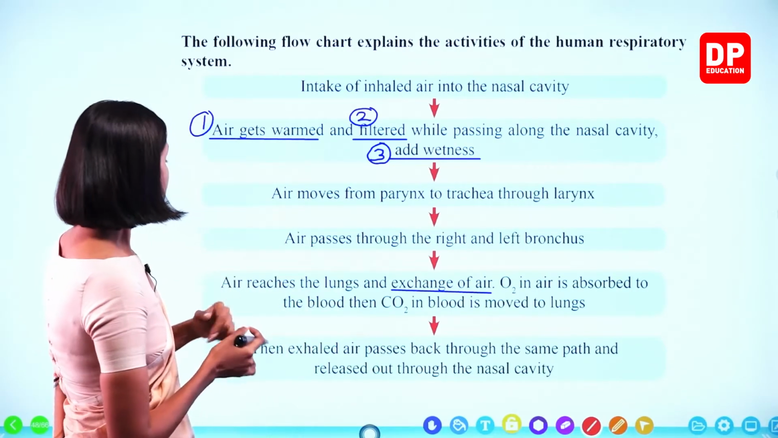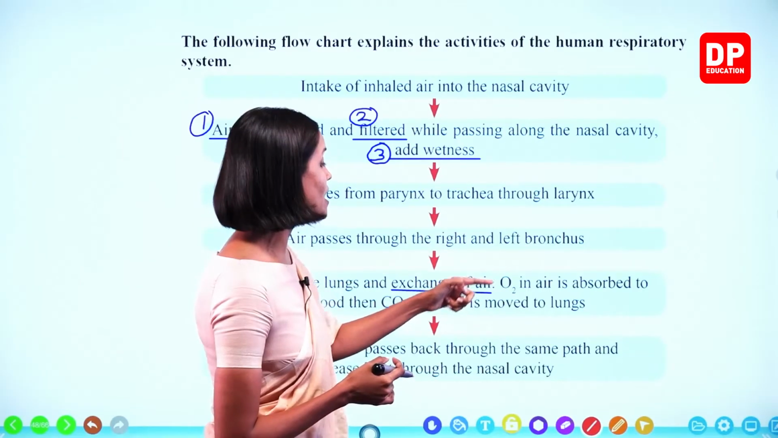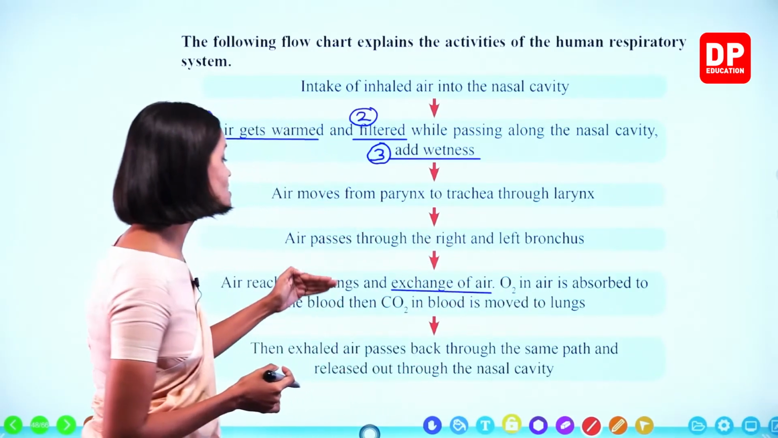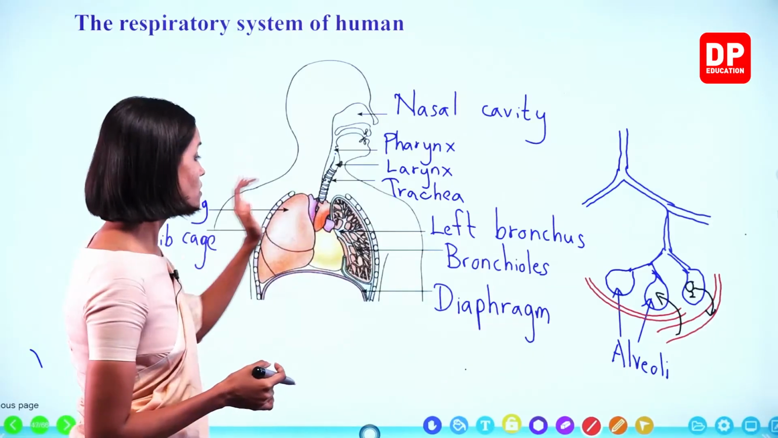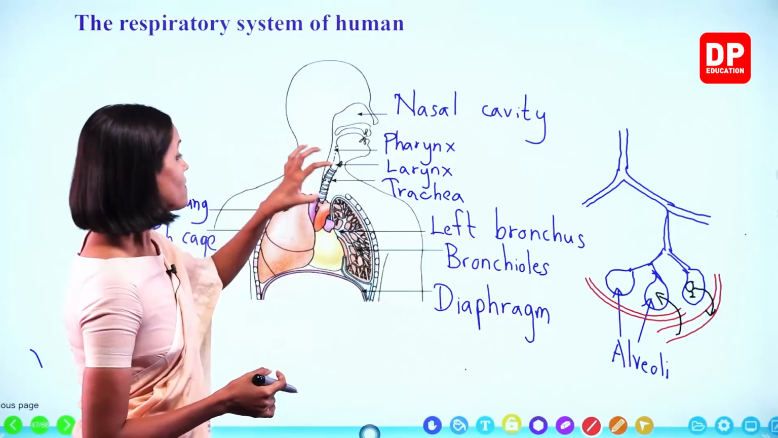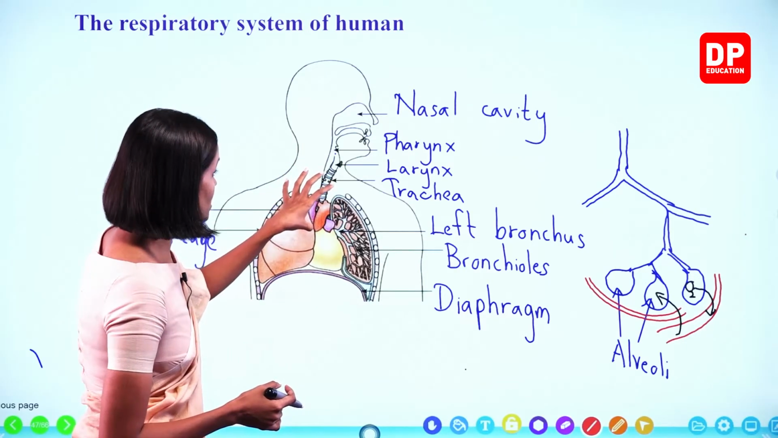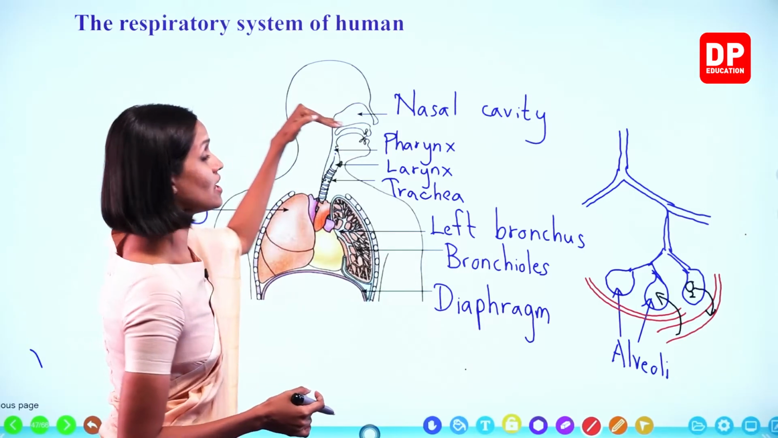Right, children? Then what happens? Then exhaled air passes back through the same path and is released out through the nasal cavity. What is the path again? From the alveoli to the bronchioles, then to bronchus, then to trachea, larynx, pharynx, nasal cavity, and then out.